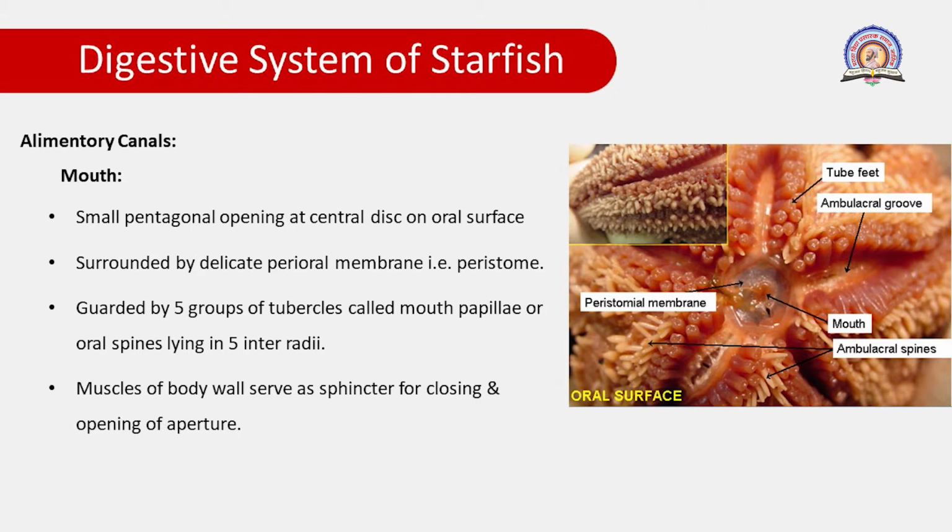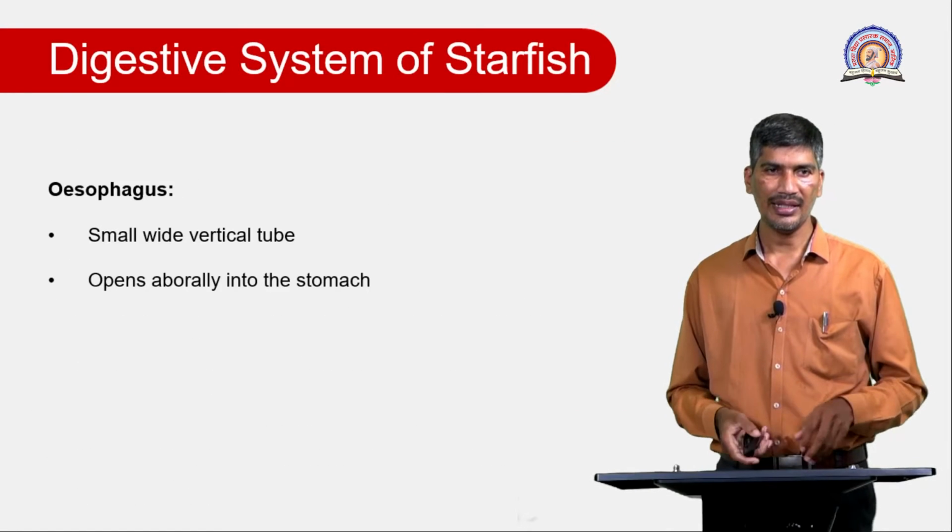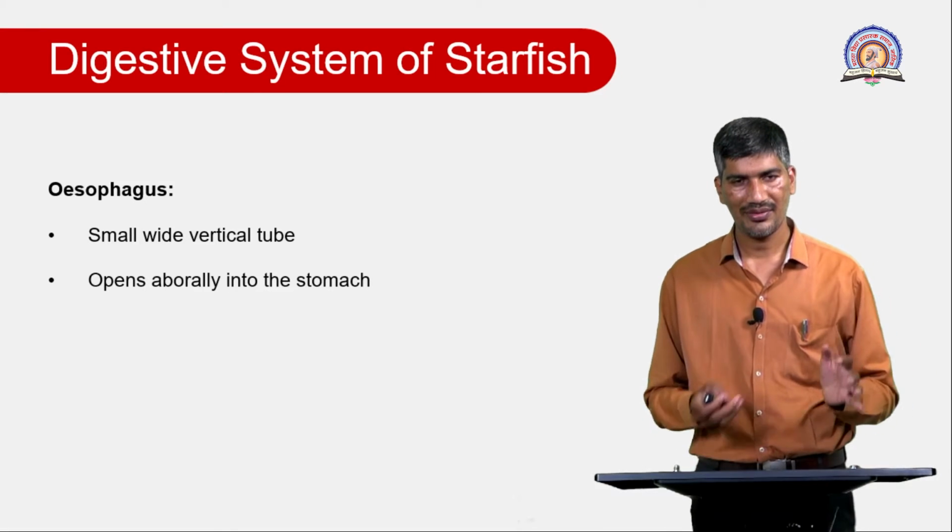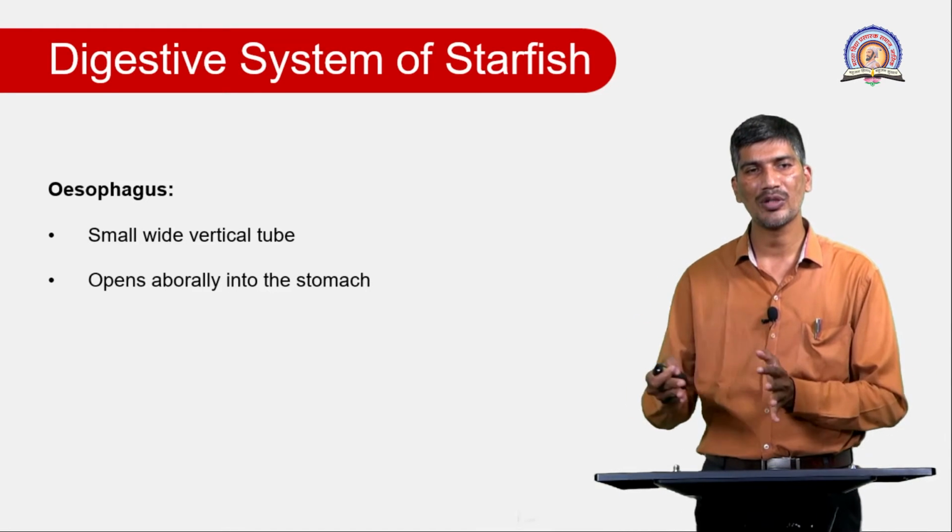Then this whole membrane, the peristomal membrane, is connected with some muscles of the body wall, and this muscle movement acts as a sphincter, closing and opening the aperture of the mouth. Then the next part: the mouth opens into the esophagus.